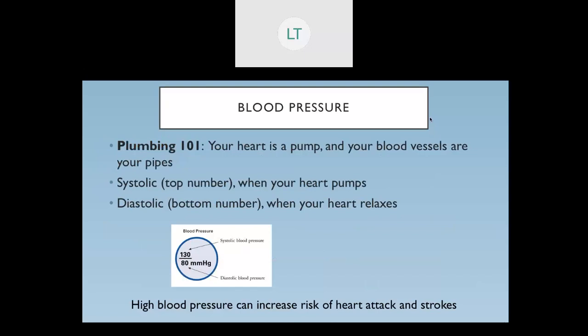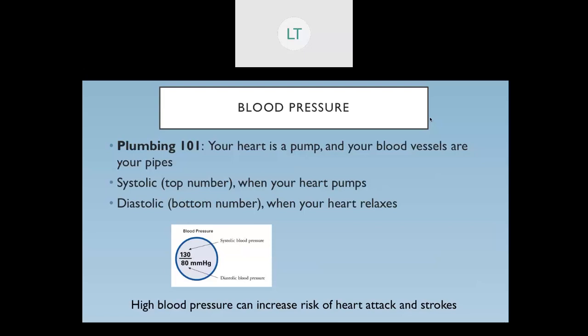Blood pressure is a really important one as well. Your heart's a pump and your blood vessels are the pipes. So when your heart is pumping, it is pushing that blood out of your heart and through your blood vessels. And your blood pressure is really telling you how much pressure it's putting on those blood vessels when it's doing that. So that top number, the systolic, is the amount of pressure in your blood vessels when your heart has pumped.